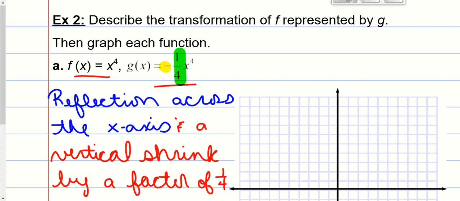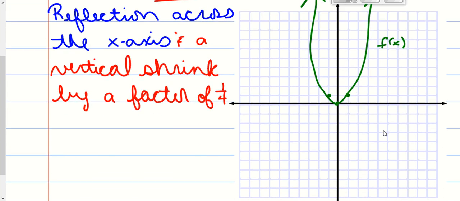If we plug that into our calculator, then we can get a table. Plotting points for the original f of x equals x to the fourth, we have negative 2, 16, which is not exactly going to fit. Negative 1, 1, 0, 0, 1, 1. And then 2, 16, which is not exactly going to fit. So there's f of x. Then we can get our g of x function.